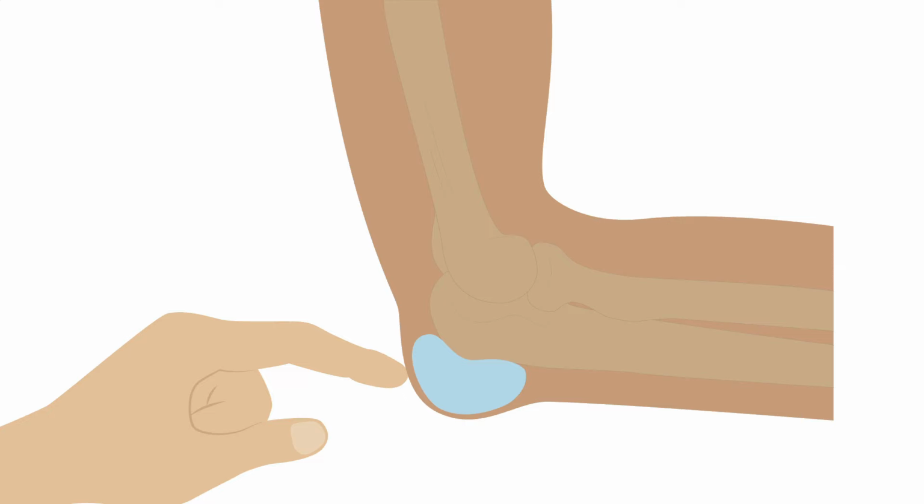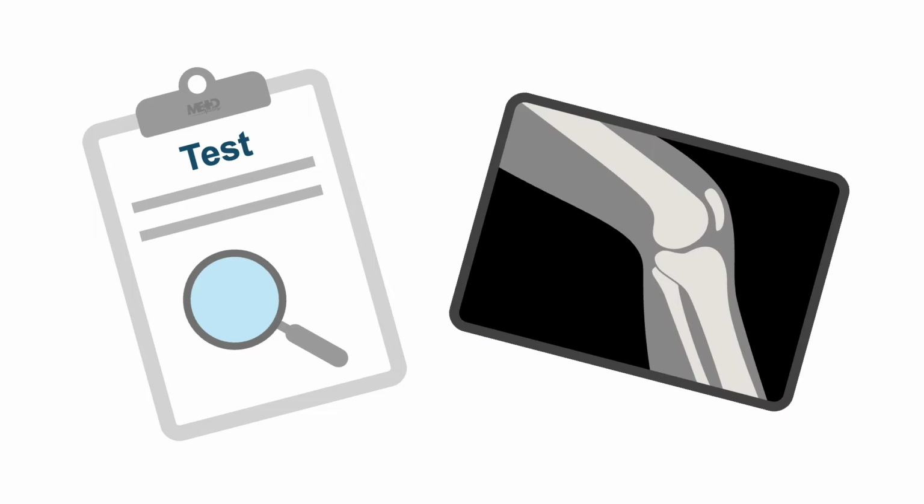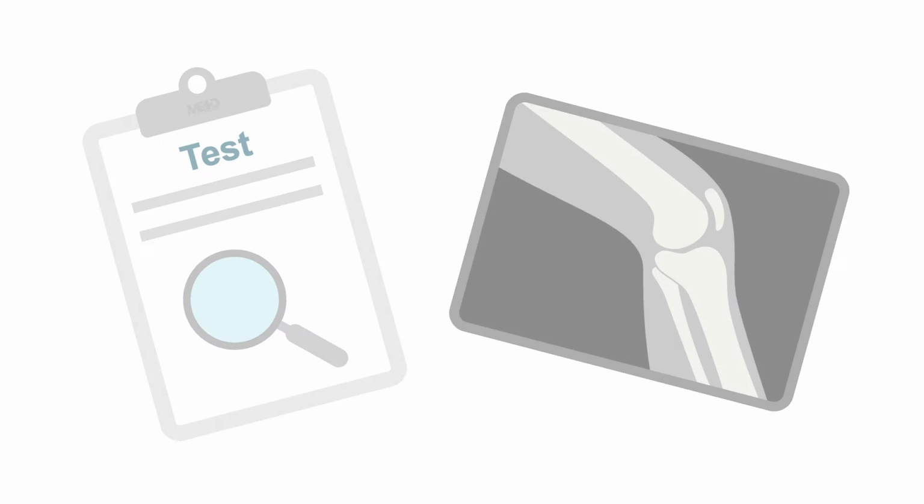On palpation, the bursa will feel like a small water balloon. It is soft, boggy, and compressible. If you are suspecting septic bursitis or a crystallopathy, you must aspirate the fluid to send it for analysis and cultures. In any bursitis, additional tests like X-rays or other imaging studies are not necessary unless you want to rule out other problems such as a fracture or arthritis.